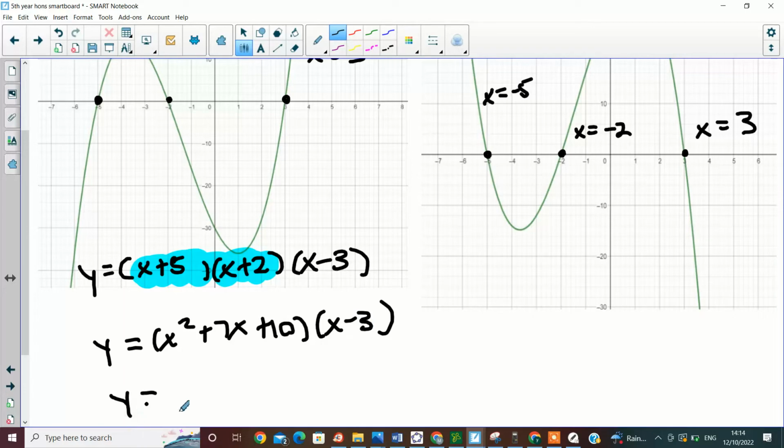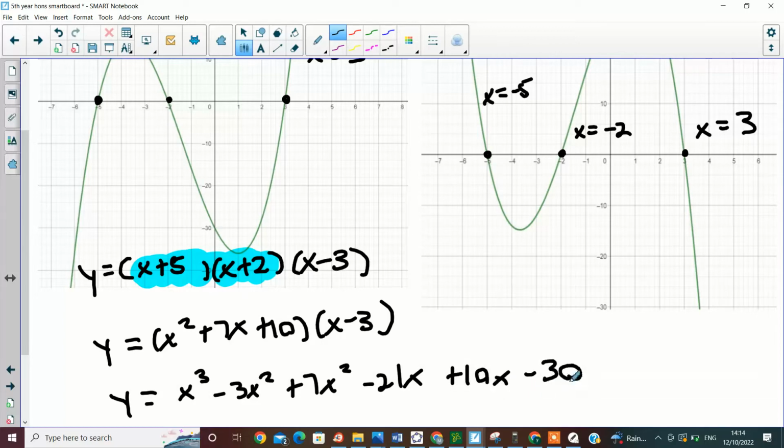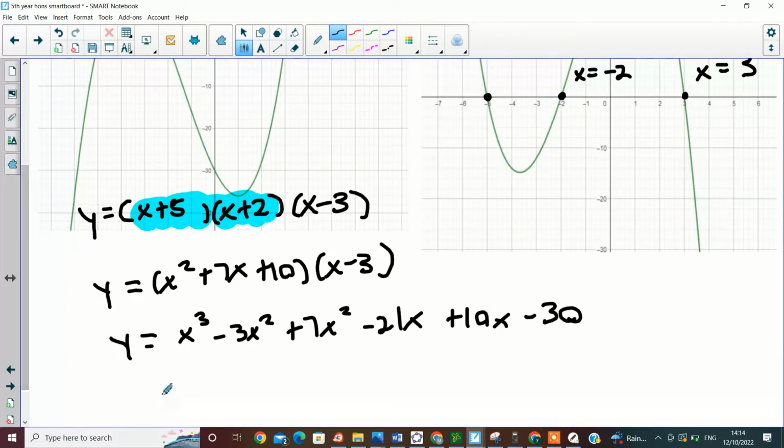6 terms exactly. Okay. x cubed minus 3x squared plus 7x squared minus 21x plus 10x minus 30. Is that 6 terms? Okay. Plus 4x squared and minus 11x, like you said. Minus 30.